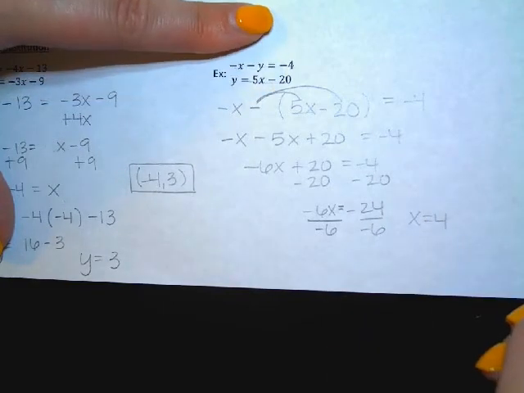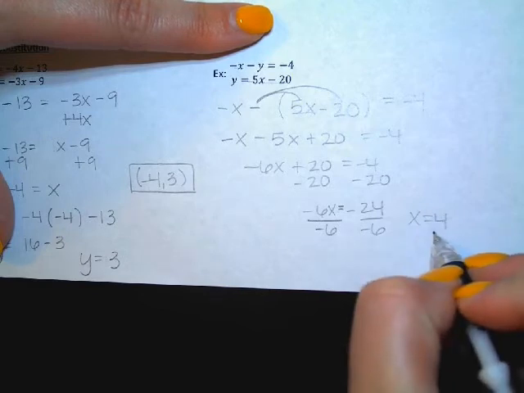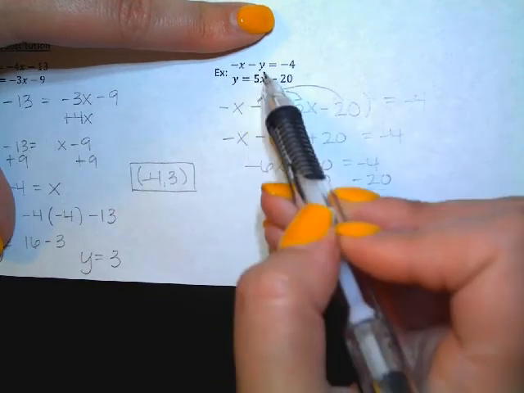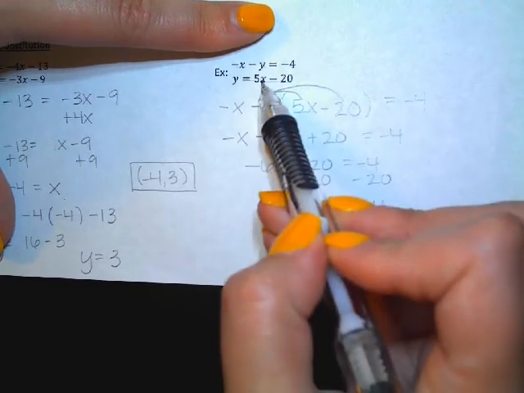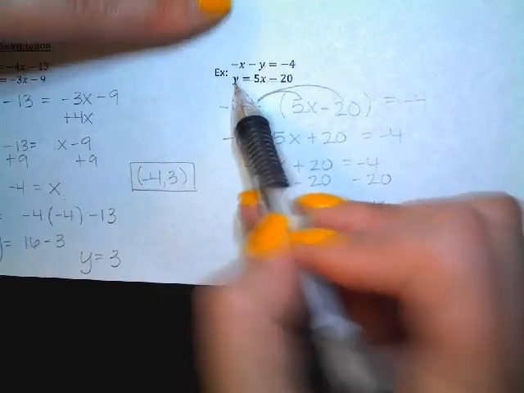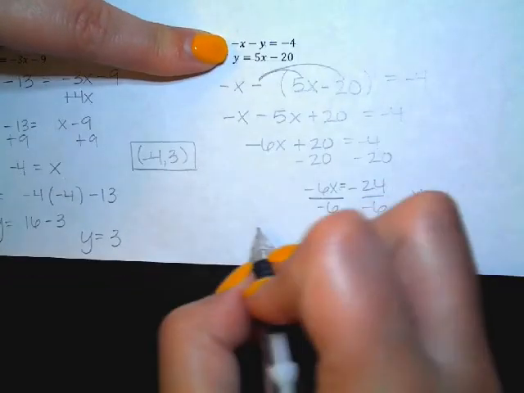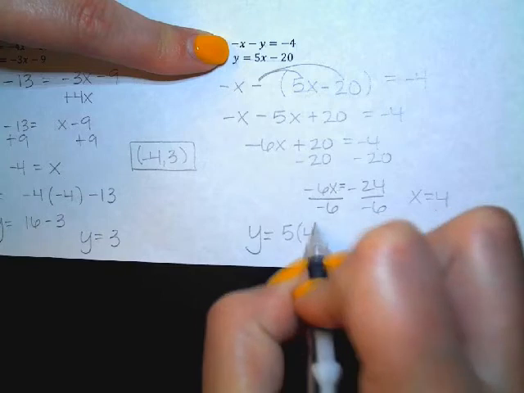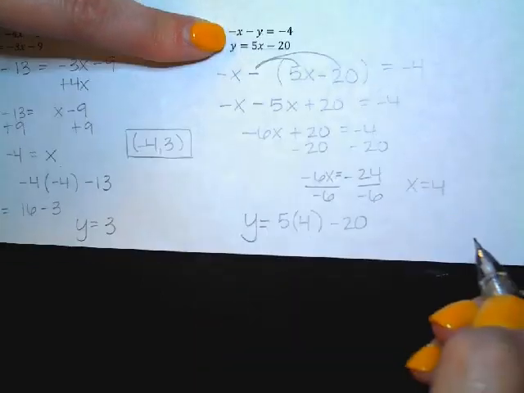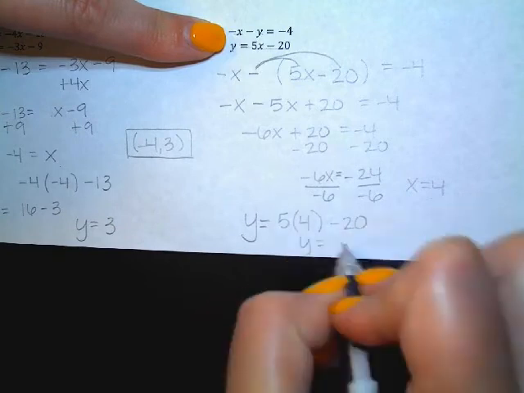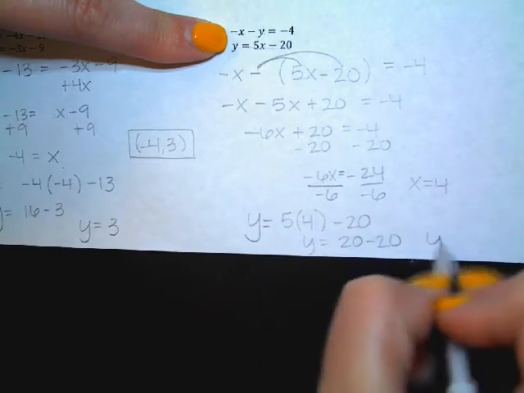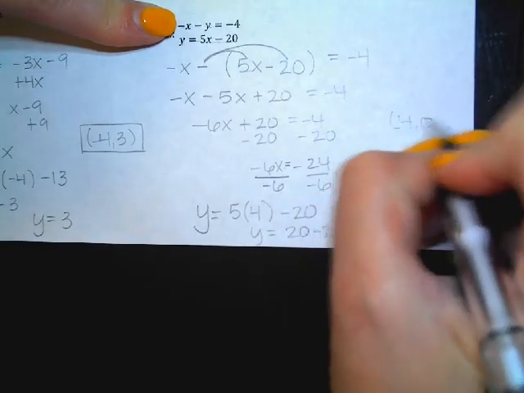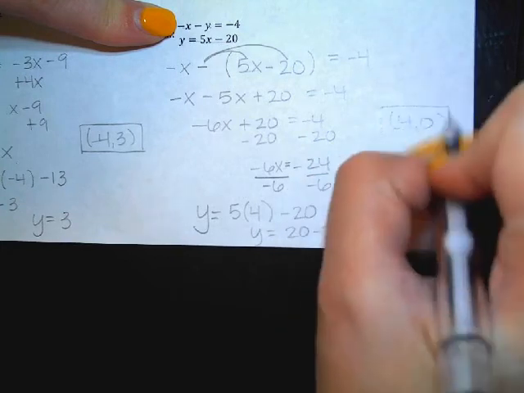So the x coordinate of my point is 4. And to find the y coordinate, I just need to plug the x in. And I can plug it in right here and solve for this y, or I can plug it in right here and solve for that y. And since this y is alone, I think that would be a little bit easier to do. So that's what I'm going to do here. y equals 5 times x minus 20. So y equals 20 minus 20, which means that the y coordinate is 0. So our solution is 4 for the x coordinate, 0 for the y coordinate.